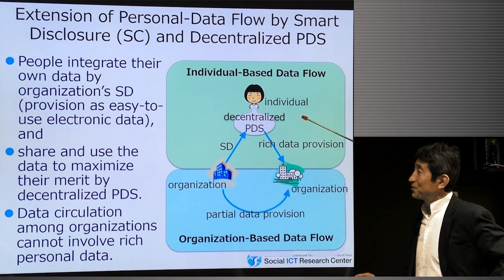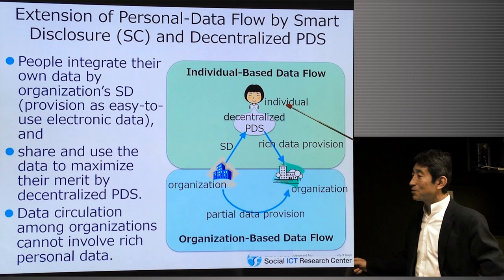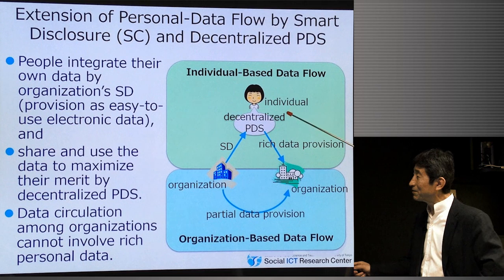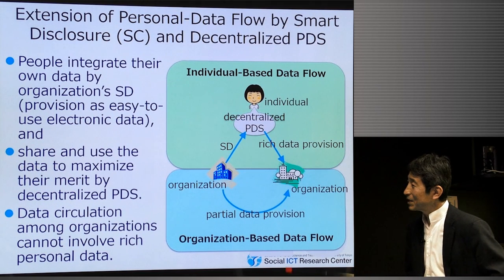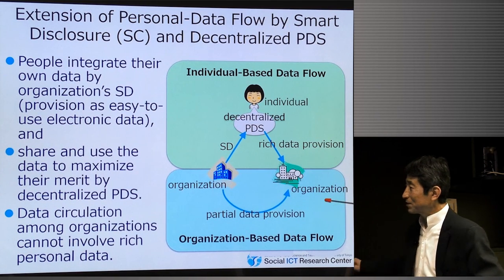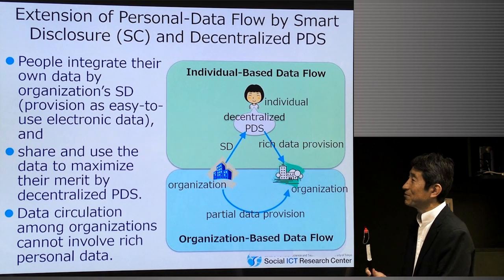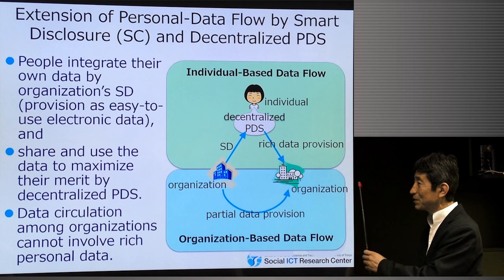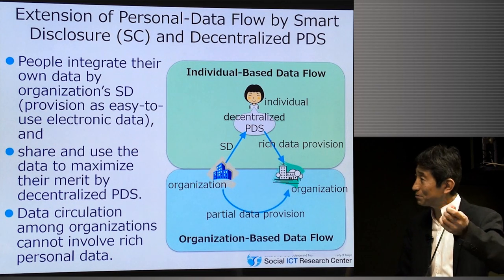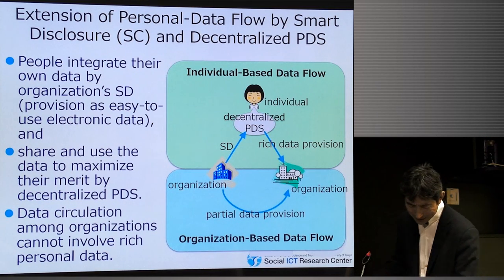However, if individuals are involved in this data flow, then he or she can give explicit consent to the data flow about his or her personal data from one organization to another. So in addition to this traditional data flow, you can build upon this new system of individual-based data flow. The total system would be much richer system for circulating very useful personal data. And the issue is how to implement smart disclosure, right?